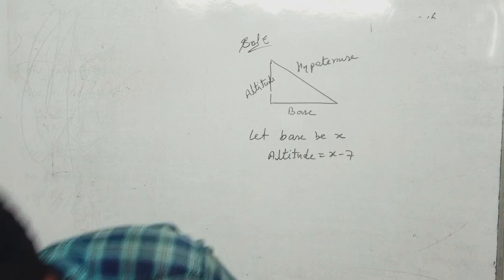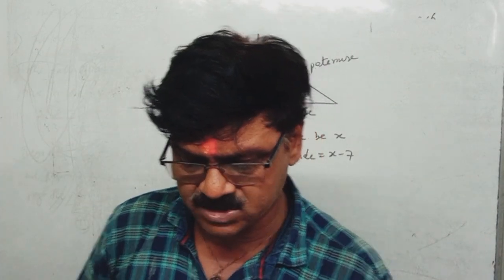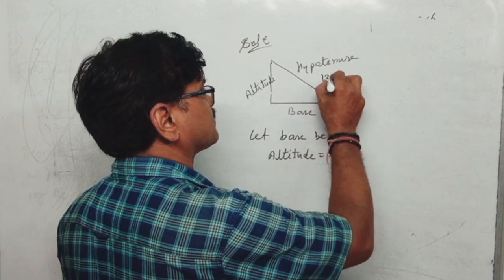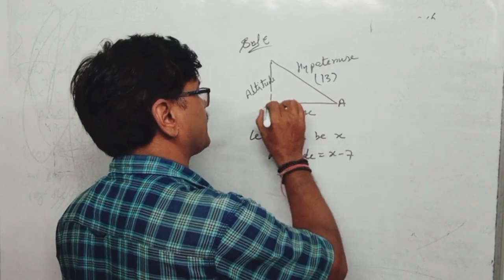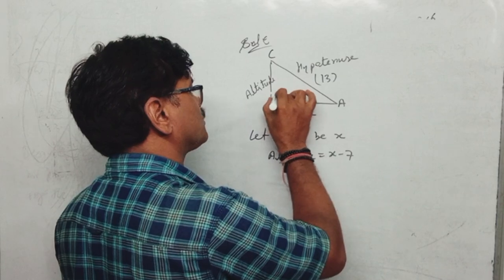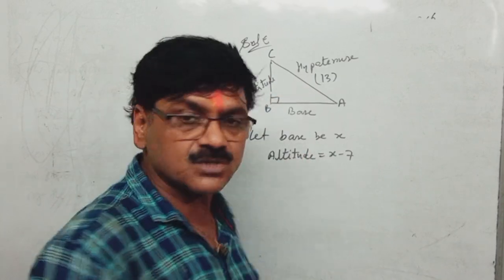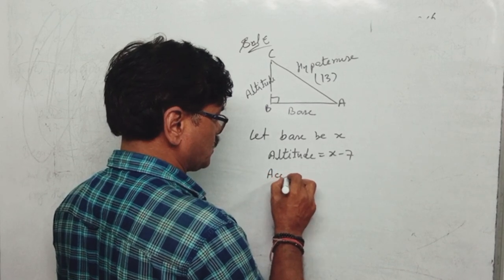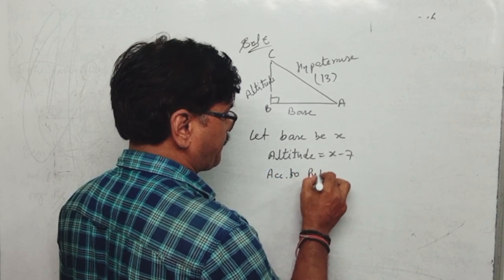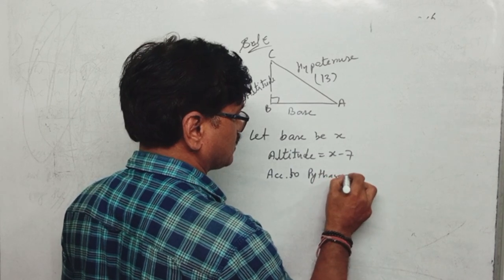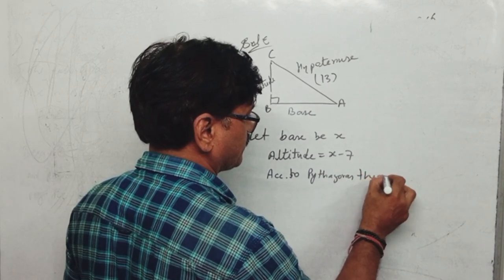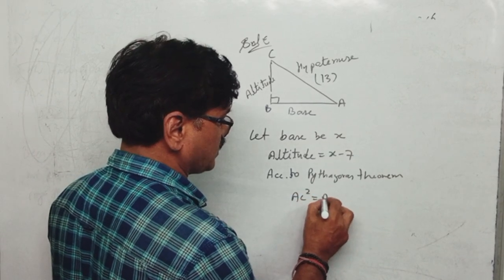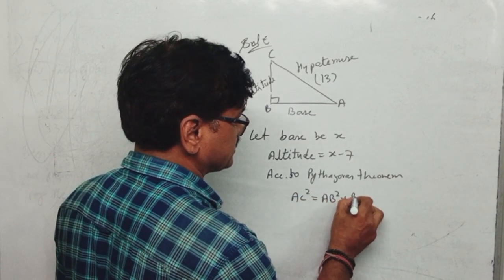Now, if its hypotenuse is 13, find the other two sides. Means if the hypotenuse is 13, this one is 13, and suppose you are putting here A, B, C. You know that in the right angle triangle the Pythagoras theorem is used. According to Pythagoras theorem, AC square is equal to AB square plus BC square.